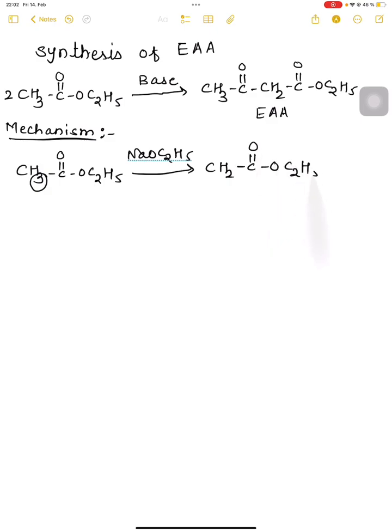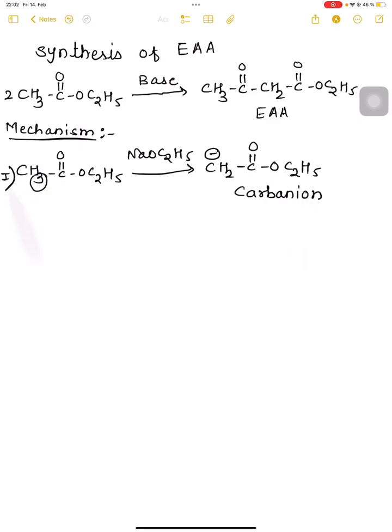The mechanism involves the following steps. Step 1 is formation of carbanion. When ethyl acetate is treated with a base like sodium ethoxide, one of the hydrogens will be abstracted by the base to form CH2 C double bond O OC2H5. This is a carbanion.